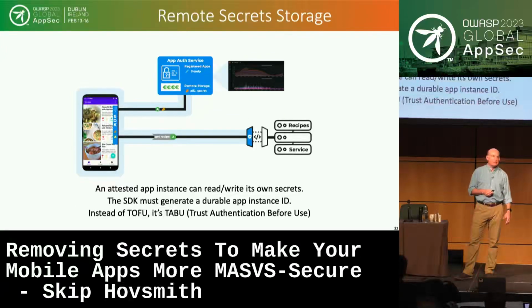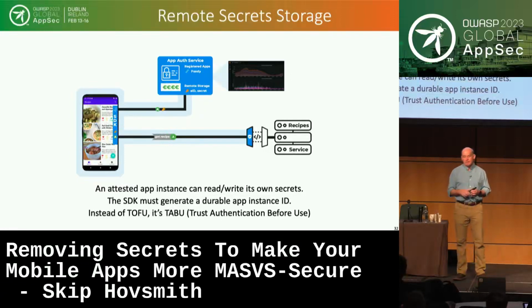Remote secret storage is another possibility with this architecture. So if you can generate a unique ID for each instance that's installed, and that ID is durable, say, over installations on that device, then you can use that to identify individual instances, and you can establish reading and writing of these secrets, rather than to secure storage on the device. You can actually use that to read and write up into the approved service. So now you have sort of cloud-based storage of the secrets that you want to use.